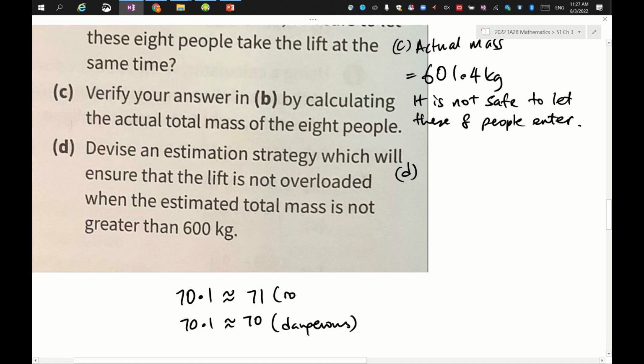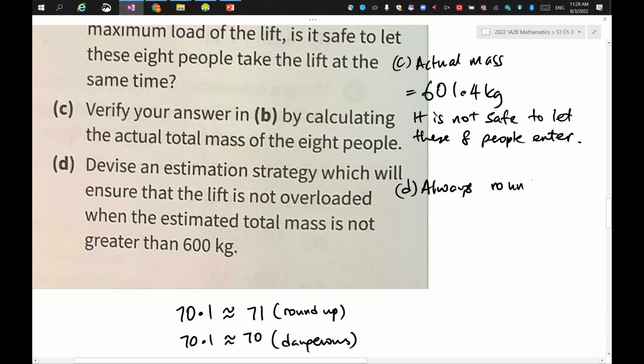We always round up so that no matter what, your estimation of the mass is always an overestimation. And as long as your total overestimation is less than 600, I guarantee you will be safe. Make sense? Yeah, so I think this works. So in part D, the strategy you could have is always round up the masses to the nearest whole number, or integer, up to you.